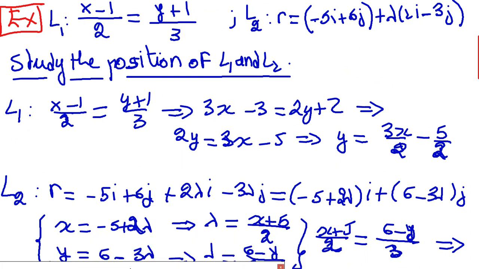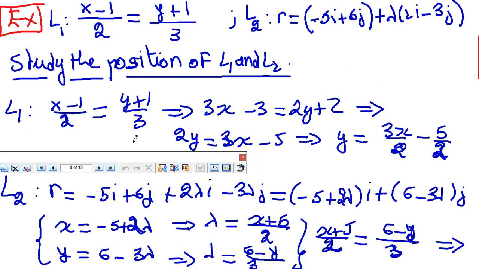Let's say I have those two lines. I'll put this one here. So let's say I have those two lines, and on purpose, I gave you two different forms of line. I have the first line, (x minus 1) over 2 is equal to (y plus 1) over 3, and the second line, I have it this way. I need to study the position of those two lines.